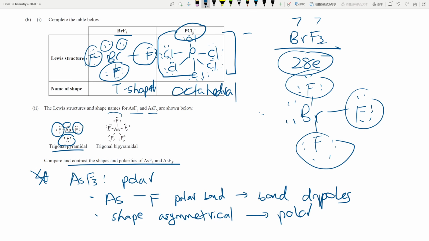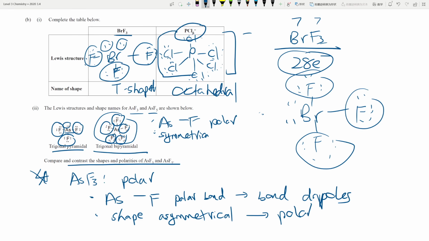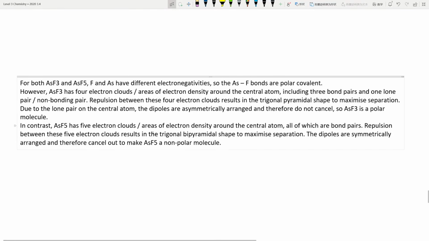Okay, so for AsF5 it's going to be a little bit different. So again, you've got 1, 2, 3, 4, 5 regions, all 5 bonded, that's why it's trigonal bipyramid. The As-F bond is polar, and you create bond dipoles, but then the shape is going to be symmetrical. You have a symmetrical shape, and that means the dipoles cancel each other out, hence it's non-polar.